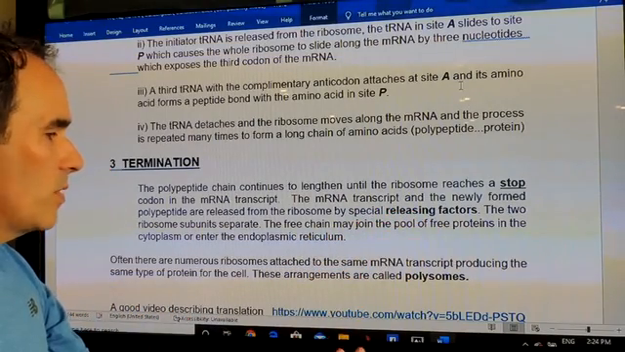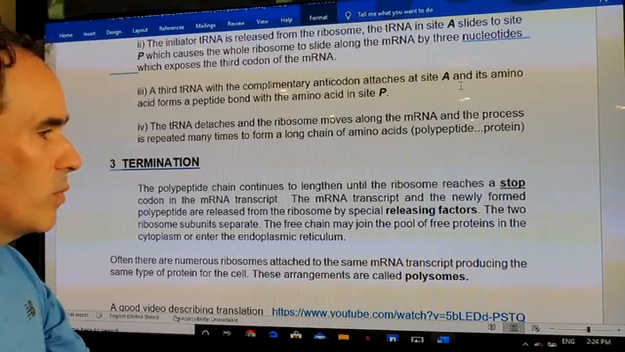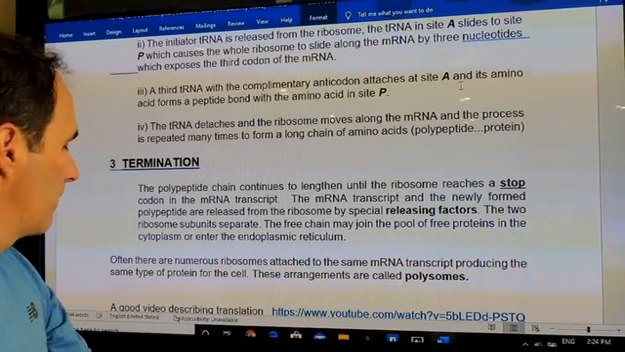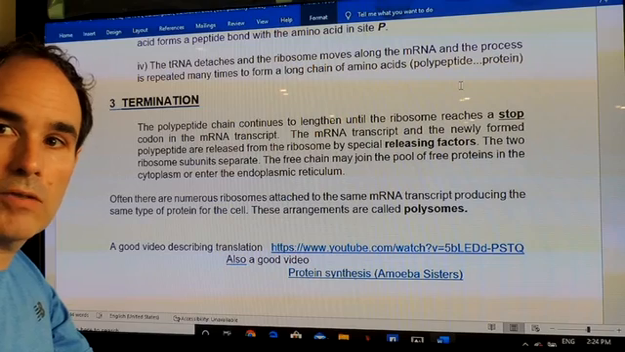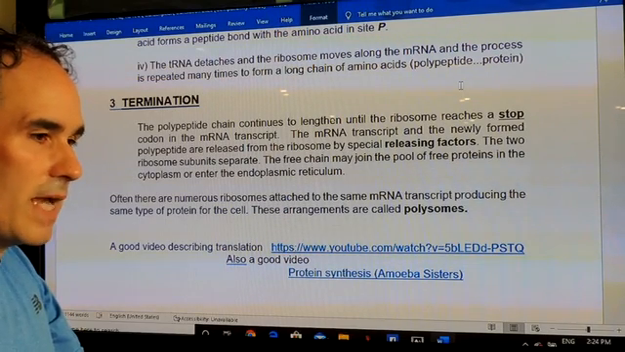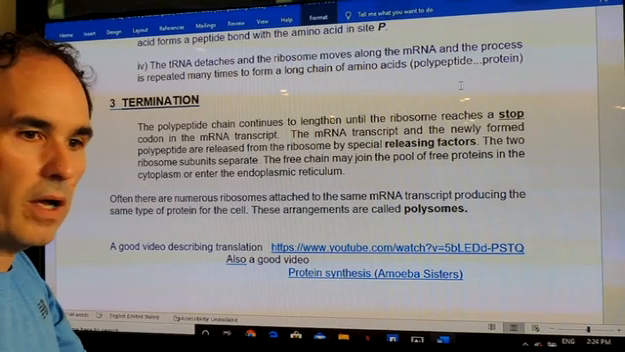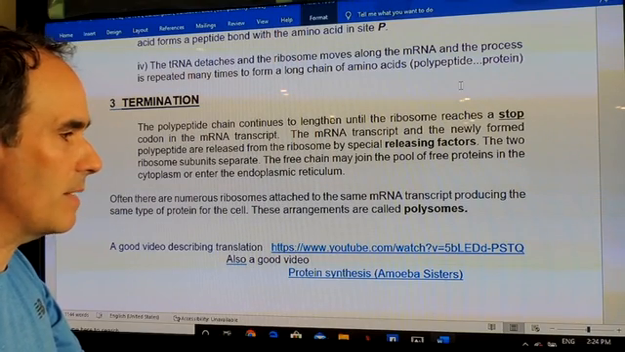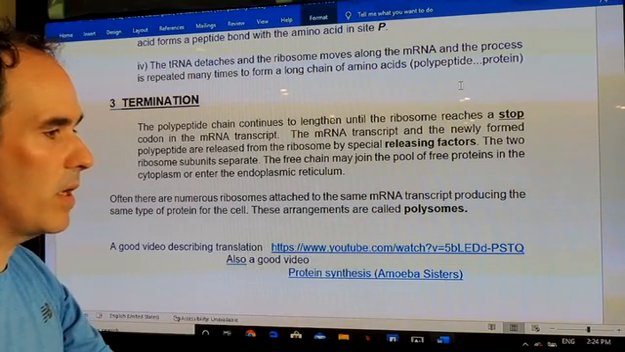The 2 ribosome subunits separate, and the free chain may join the pool of free proteins. There's often numerous ribosomes actually attached at the same time, so there's a lot of protein that can be made at the same time, and that's referred to as a polysome.